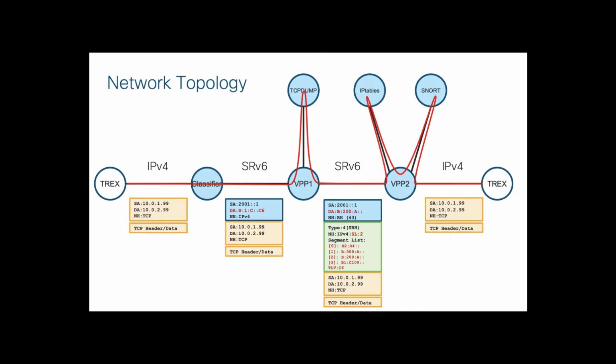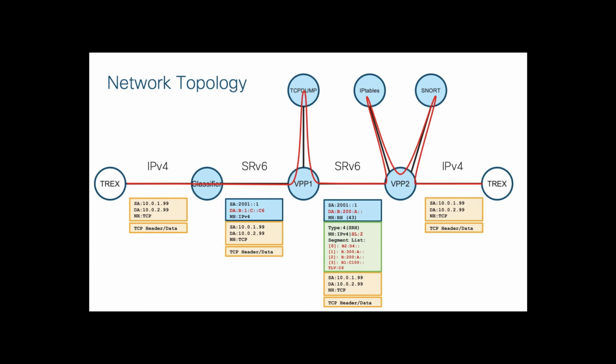Here we can see how the packet looks along the way through the network. T-Rex sends a plain IPv4 packet. The classifier, based on the flow and patterns, identifies the real protocol in there and puts that information into the function argument. VPP1 then uses the binding SID and translates the argument into the OPEC TLV. The binding SID ensures that the packet goes through several network functions, and the TLV is always part of the SRH.